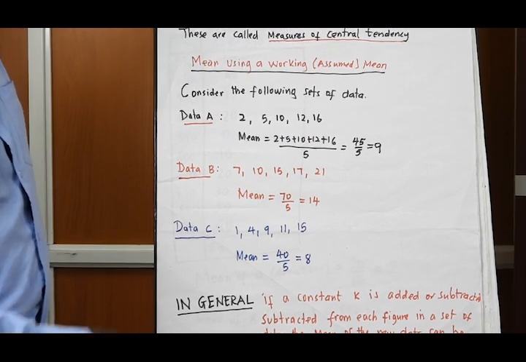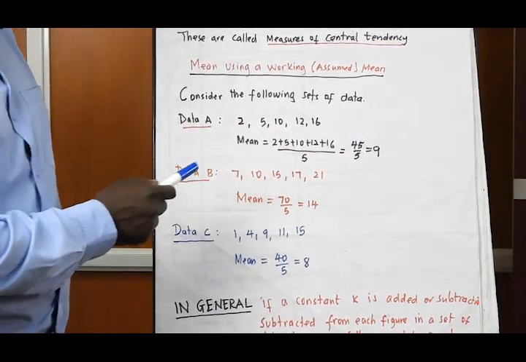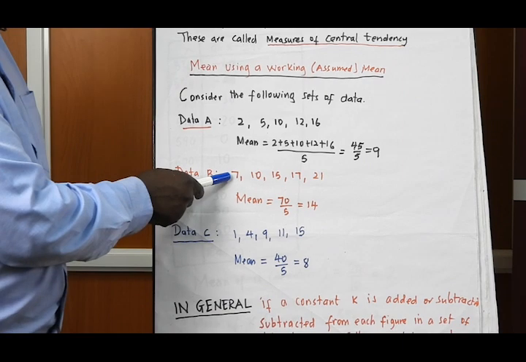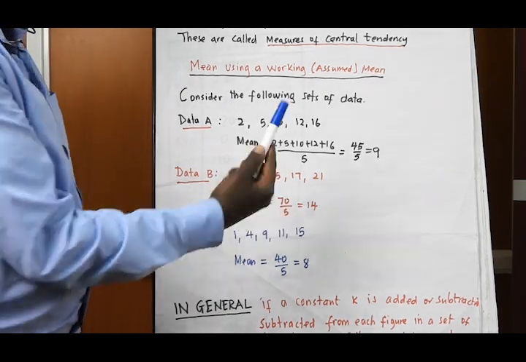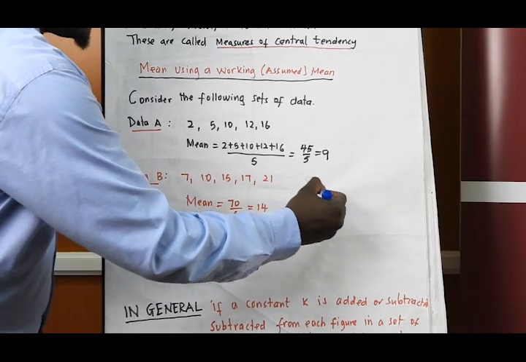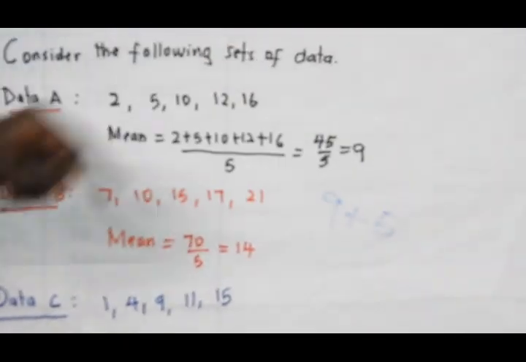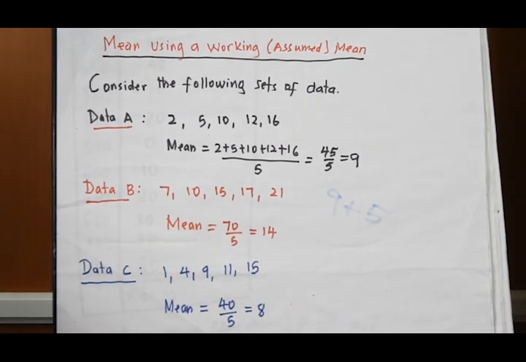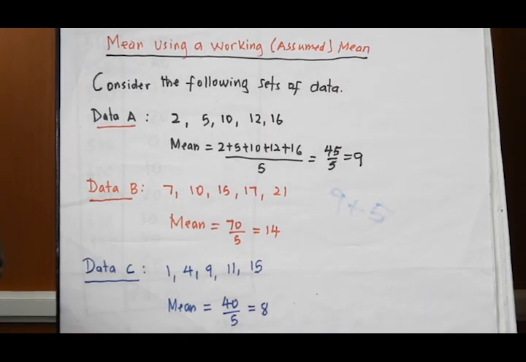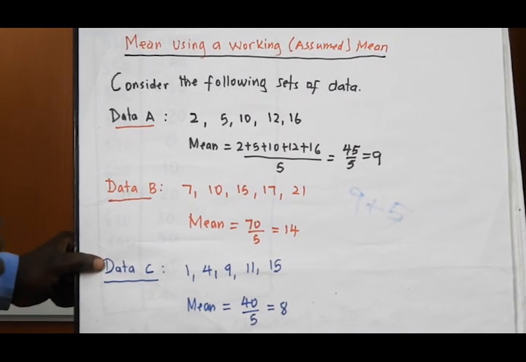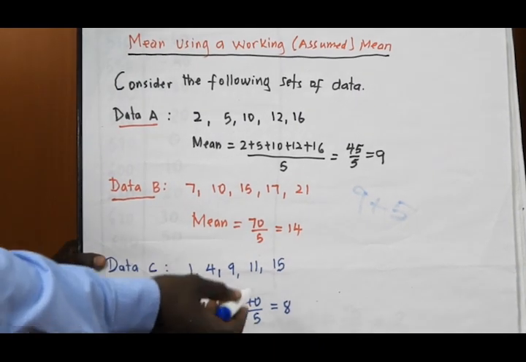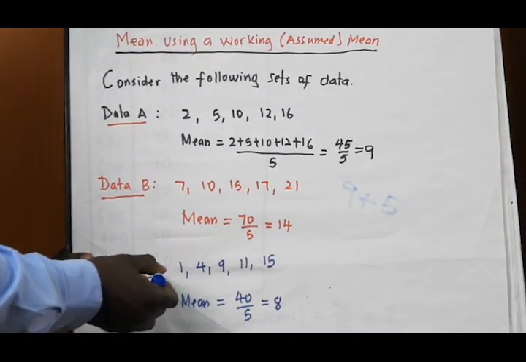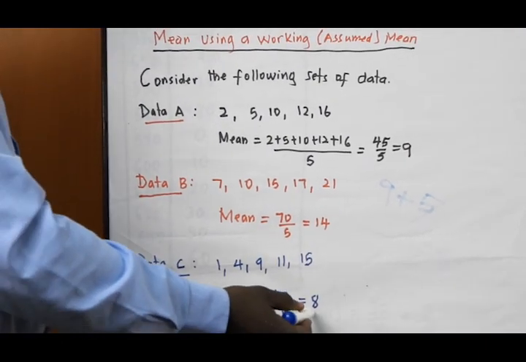You'll notice that the mean for data A was 9, and by adding a value of 5 to every digit in data B, we obtain a mean of 14, which is basically 9 plus 5. The mean for data A plus the constant that we added makes it 14. Data C, we subtracted 1. So the mean for data C, we can notice, is 8, which is basically 9 minus the 1 that we subtracted.